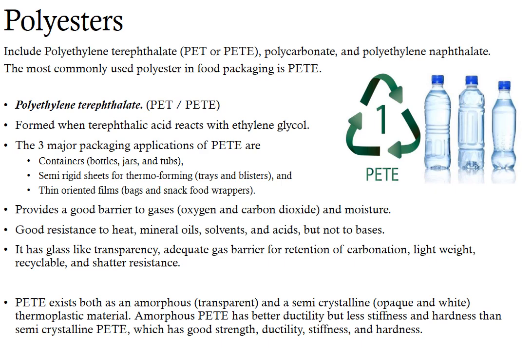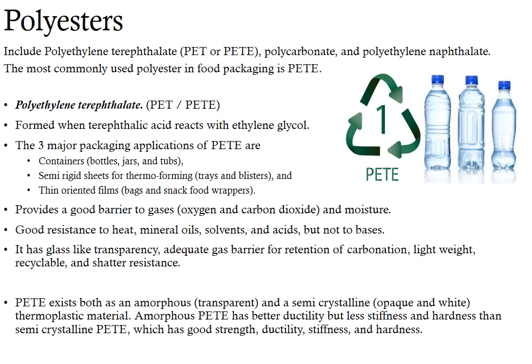The next group of plastics are polyesters. They include polyethylene terephthalate, that is PET, polycarbonate and polyethylene naphthalate. Out of these, we are only going to study polyethylene terephthalate today because this is the most commonly used polyester in your food packaging. You must have seen this in your drinking water bottles available in the market or the cold drinks bottles, soda bottles available in the market. Polyethylene terephthalate PET is formed when terephthalic acid reacts with ethylene glycol.